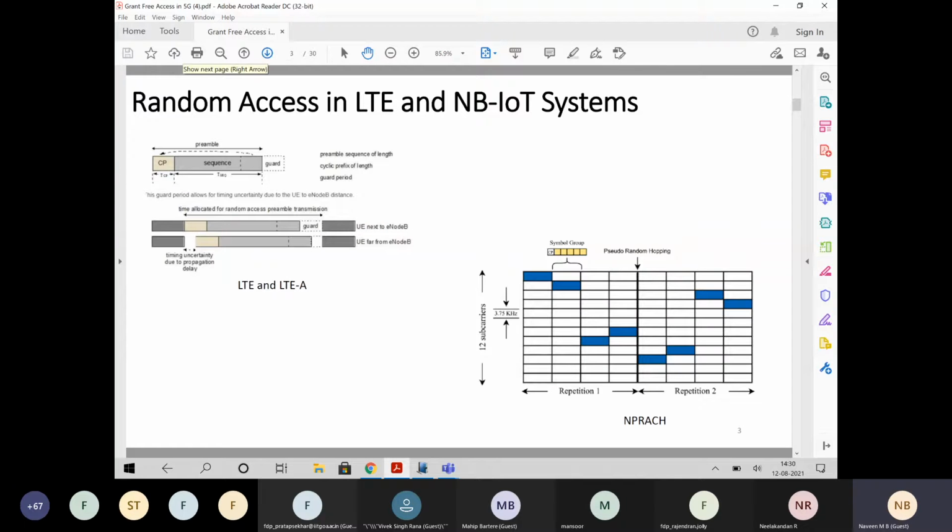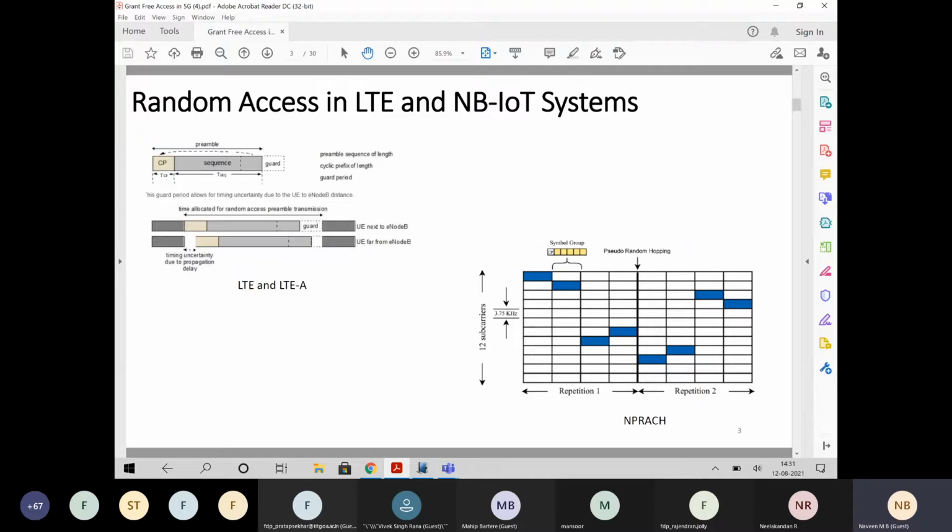Now, what is sent in that random access preamble? That differs from standard to standard. That's why I have this third slide here: what is random access in LTE, and what is random access in NB-IoT, they are different. Typically in LTE and LTE Advanced, we just send a sequence as a preamble. It's called a Zadoff-Chu sequence. It's already given in the standard. It's a very famous class of sequences, and you can read about it offline. The length of the sequence will be a prime number. You pick that sequence, add the cyclic prefix and send it across.